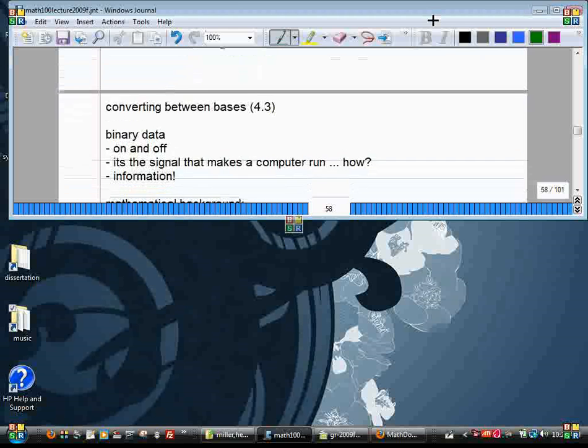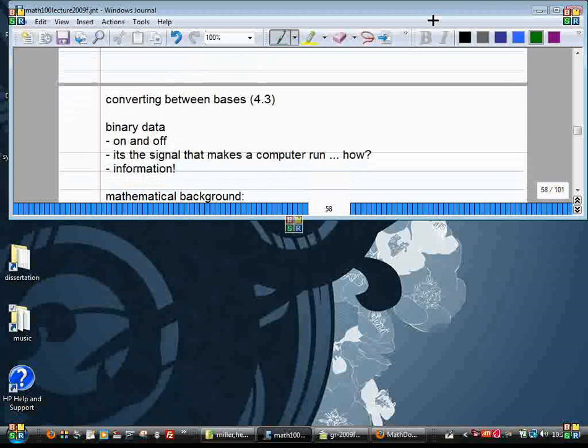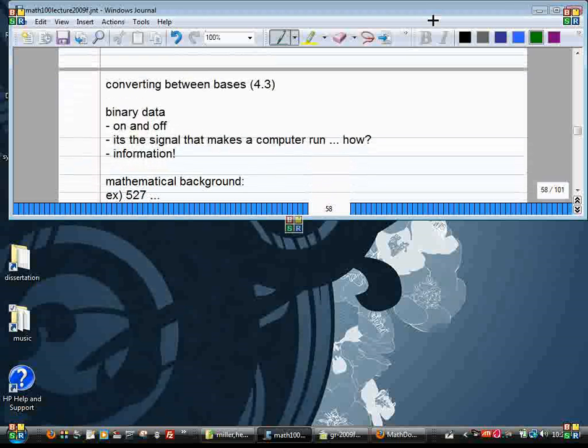So now a little bit of the mathematical background of what converting between bases is. What we're used to is numbers. For example, if I write down 527, everybody knows what that means.